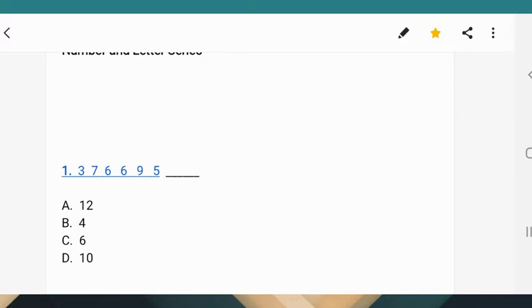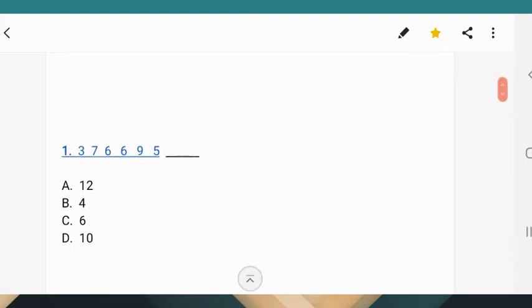Letter A. It can't be 4, because after 7, 6, 5 comes 12. So 5, 12, then 4. Then 6, it can't be 6, and it can't be 10 either. Alright, so the correct answer is letter A, 12. You have to add 3 only. You have to observe the numbers, the numbering, how much was added or subtracted, okay? So number 2.